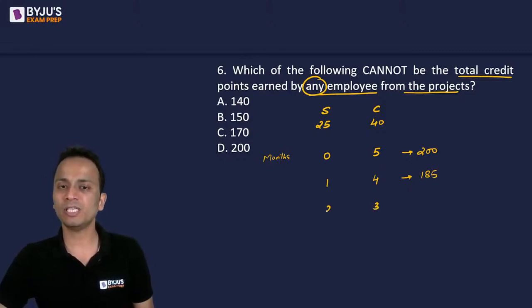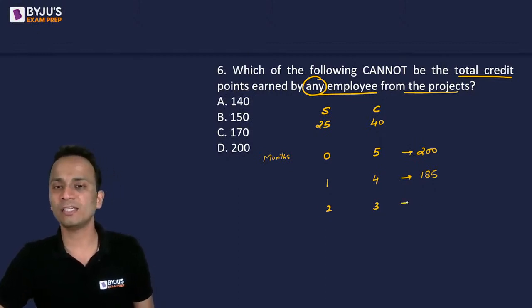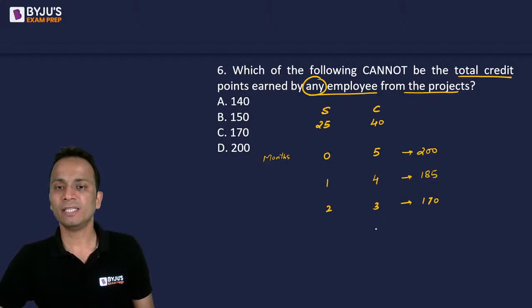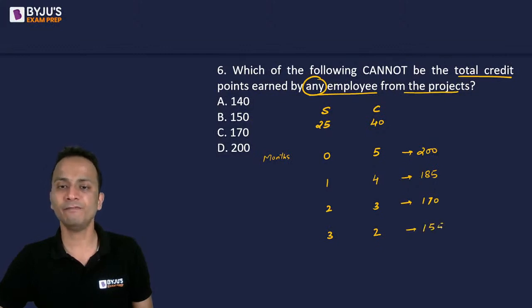Other options are 3 and 2. So 3 months on challenging and 2 months on standard. This will give you 120 and 50, so this will be 170. All right. Okay. Then for 2 months on challenging and 3 months on standard. So it will become 80 and 75. That is 155.